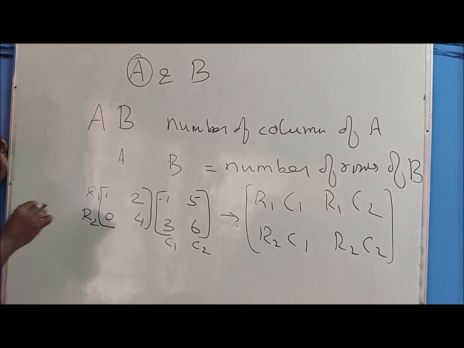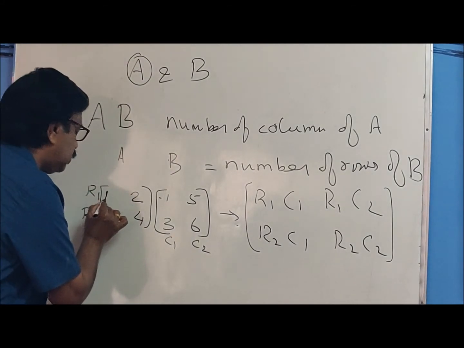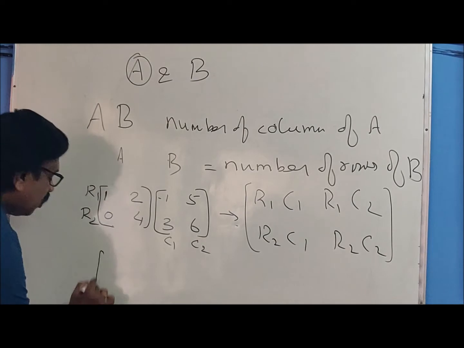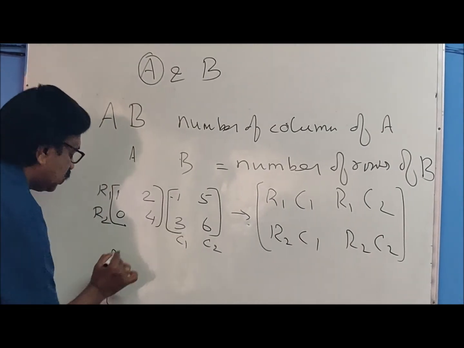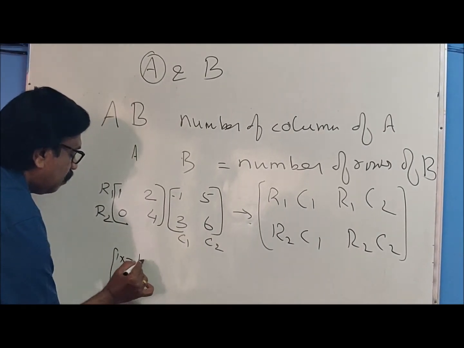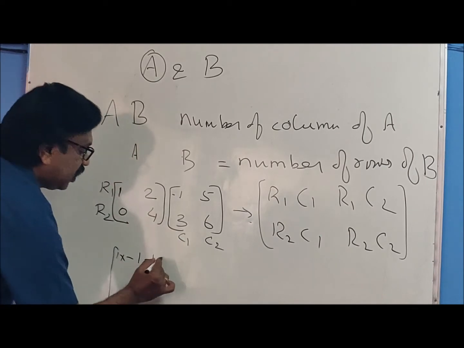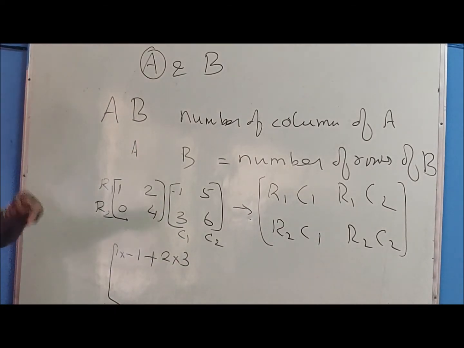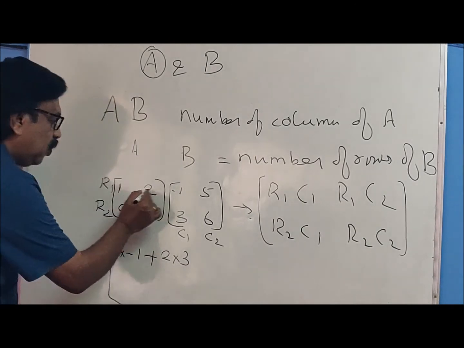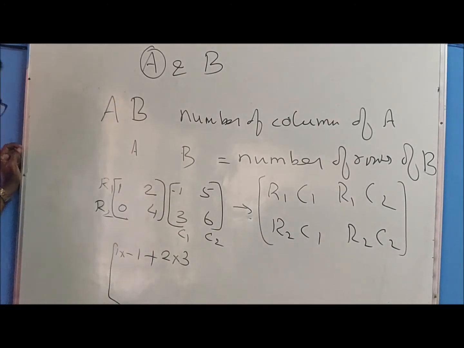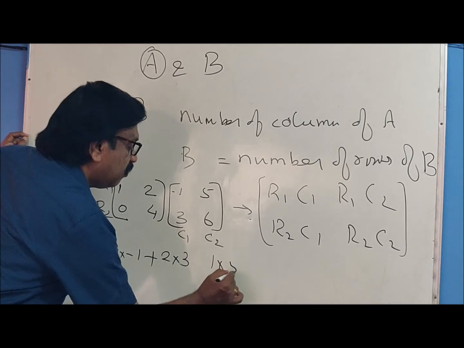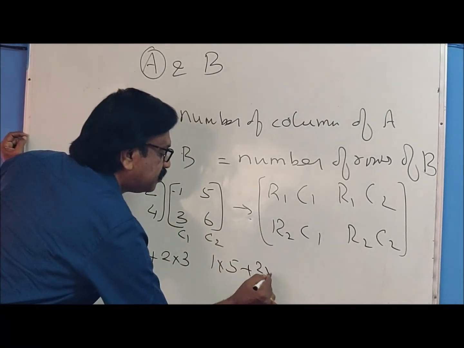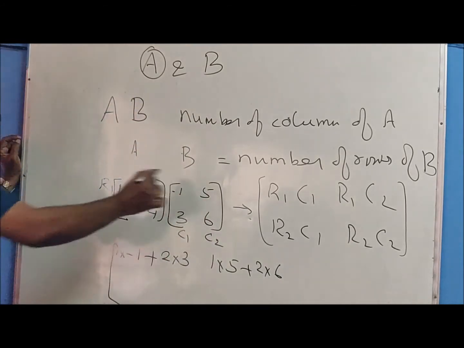What is the process? We will combine the first row and the first column. That is, 1 into -1, plus 2 into 3. That is first row, first column. Next, first row, second column: now it will come 1 into 5 plus 2 into 6. It's over. First row is over.